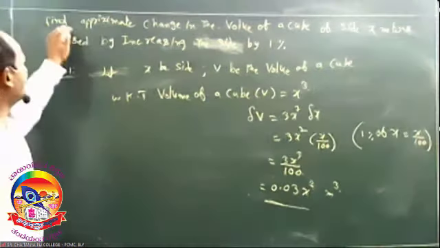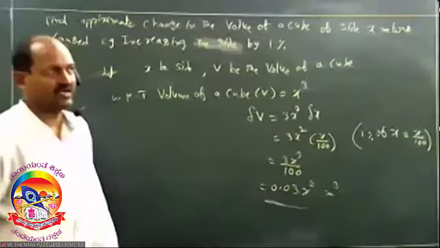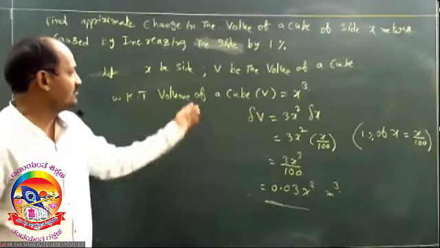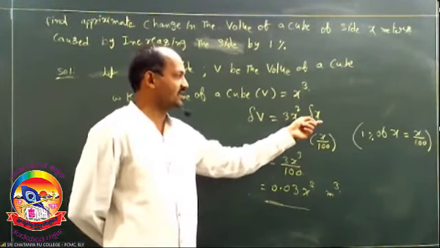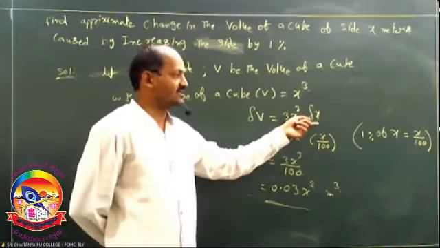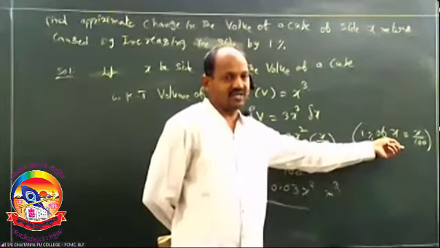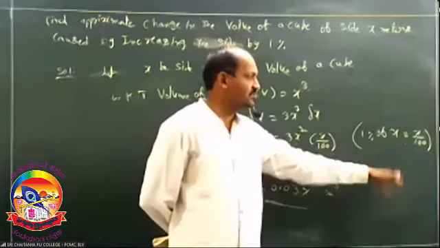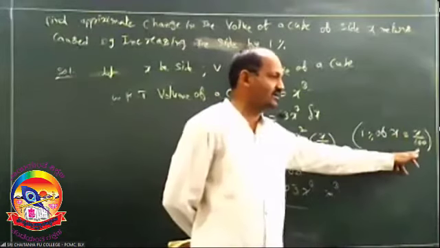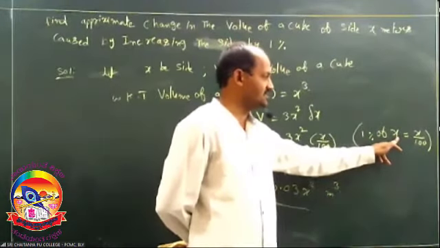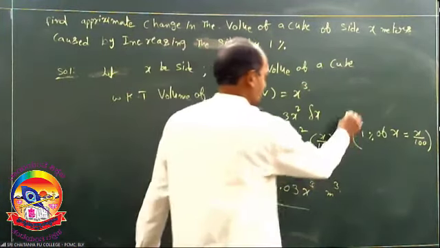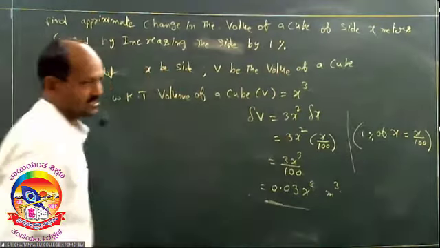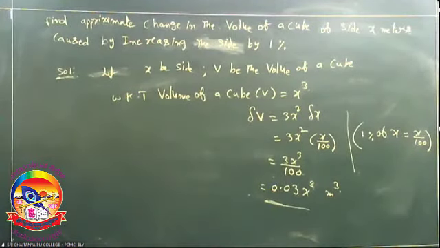Clearly, it is a rate of change of the volume of a cube. The volume of the cube has the formula x cubed. Its change delta V is 3x² into delta x. What about delta x? 1% of the side x increases, so it is x divided by 100. So 3x³ divided by 100, that is 0.03x³ meter cubed. You can write it down.